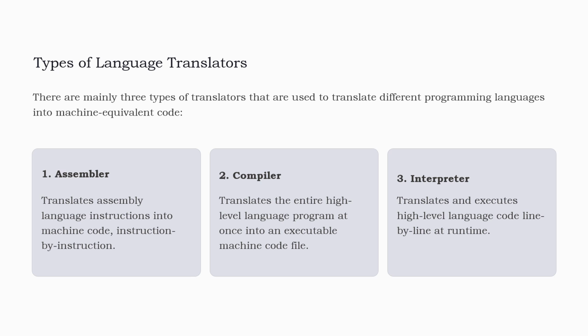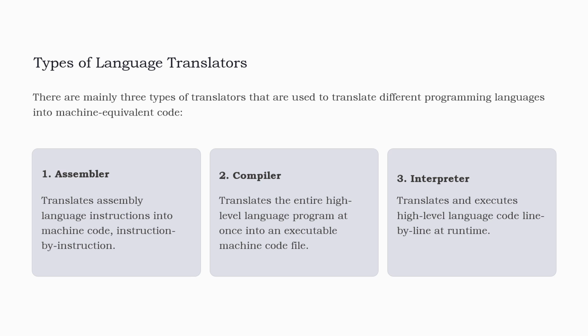Now, we will see the different types of language translators. There are three main types of language translators used in programming. So, the first one is the assembler, next the compiler, and then the interpreter. Each translator works differently and is used for different types of programming languages.